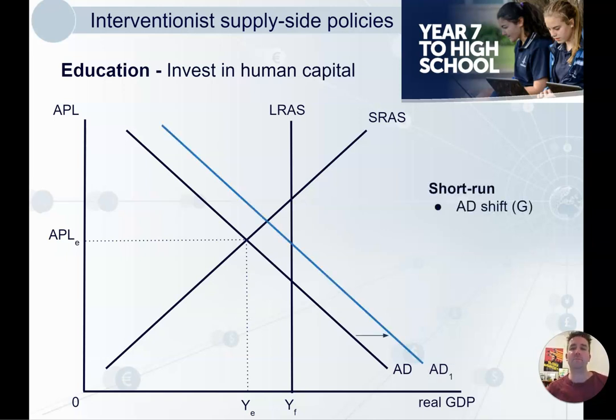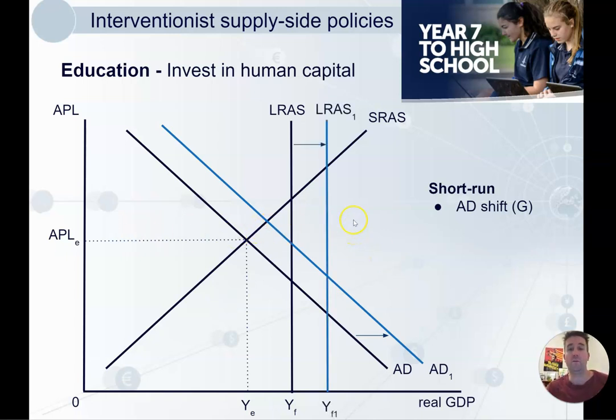So what's going to happen in the short run? There's an AD shift. That's when the government spends the money, right? They spent a lot of money. It costs more to educate students in high school because there are more teachers involved, right? So an increase in aggregate demand will make that change.